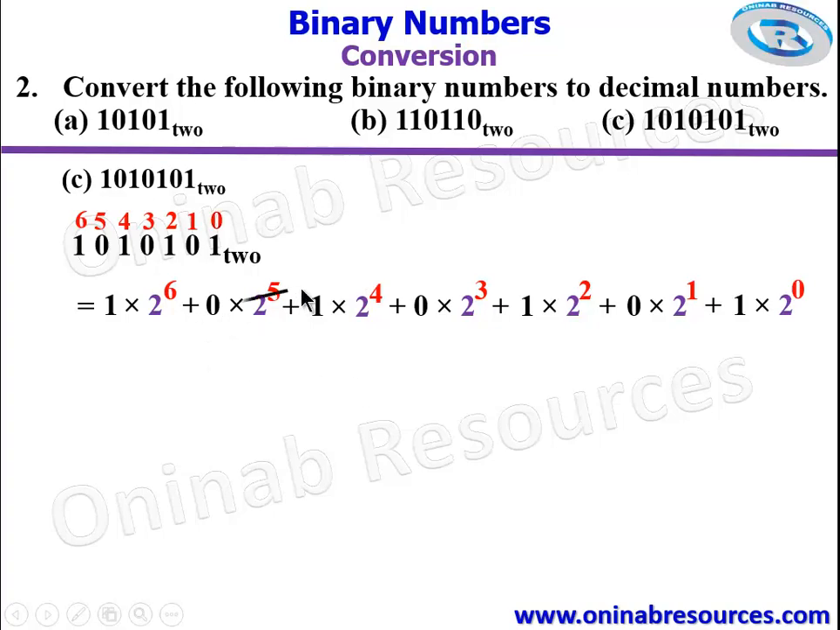We said the ones with zeros are going to cancel out. Then 2 raised to the power 6 is 64. Multiplied by 1 gives 64. Plus 2 raised to the power 4 is 16 times 1 gives 16. Plus 2 raised to the power 2 gives 4. 4 times 1 gives 4. And finally, 2 raised to the power 0 gives 1. 1 times 1 gives 1. So summing this up, we have our final answer as 85 in decimal.